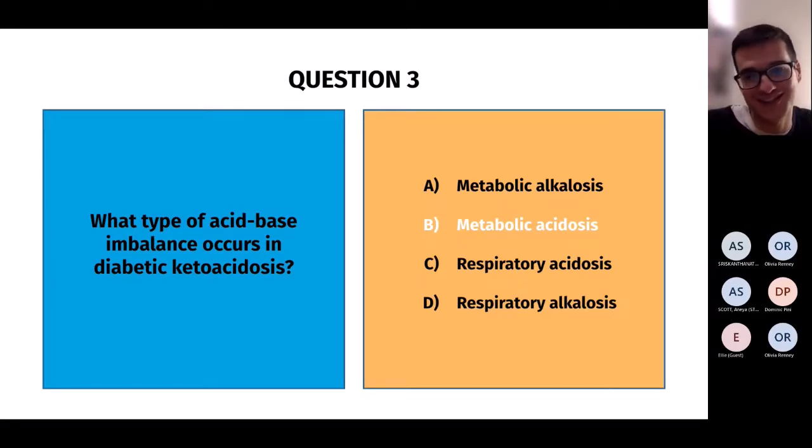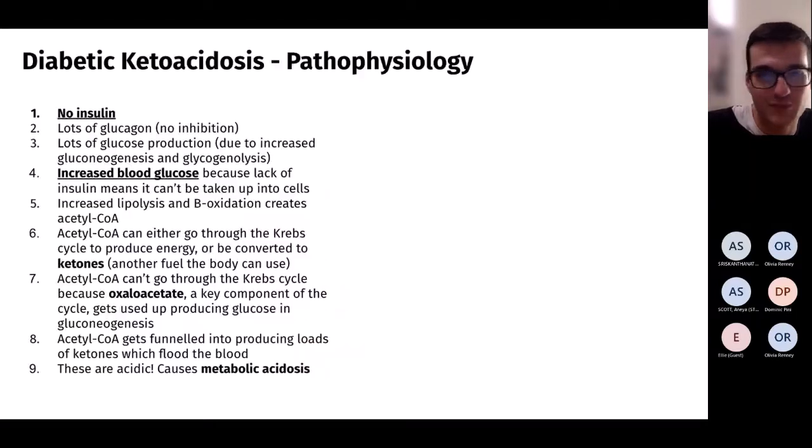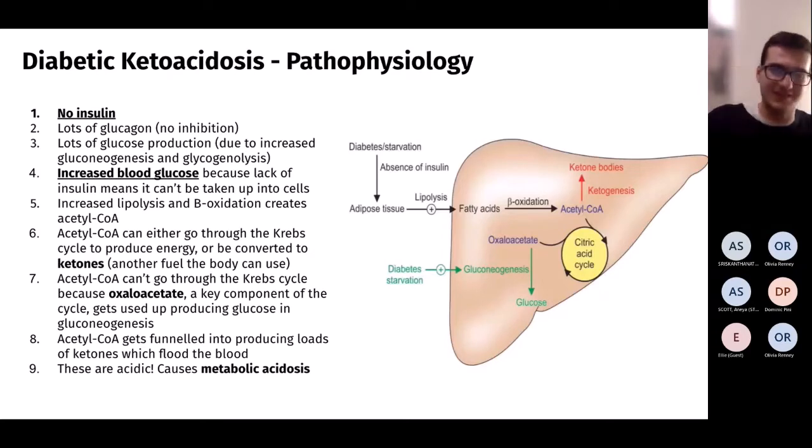So it's metabolic acidosis, and that is what happens in diabetic ketoacidosis. This is a complicated slide, but we'll go through it step by step. This is the pathophysiology of what happens in a DKA. It tends to happen to people with type 1 diabetes because they don't have insulin. When you've got no insulin, you end up with lots of glucagon, because insulin normally inhibits glucagon. As we've discussed, glucagon causes loads of glucose to be produced.